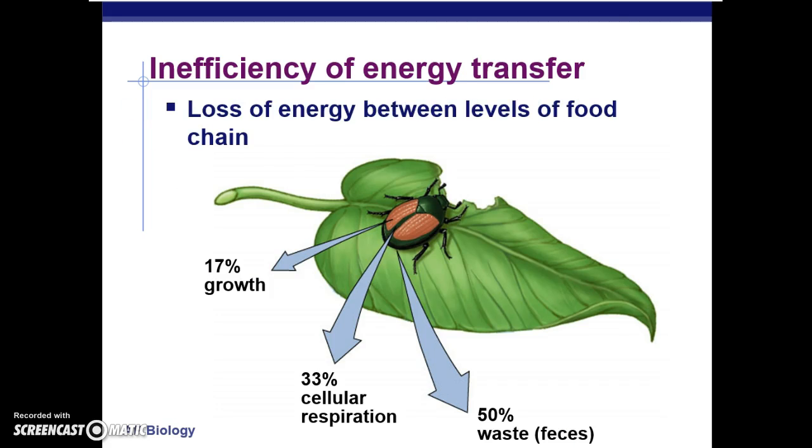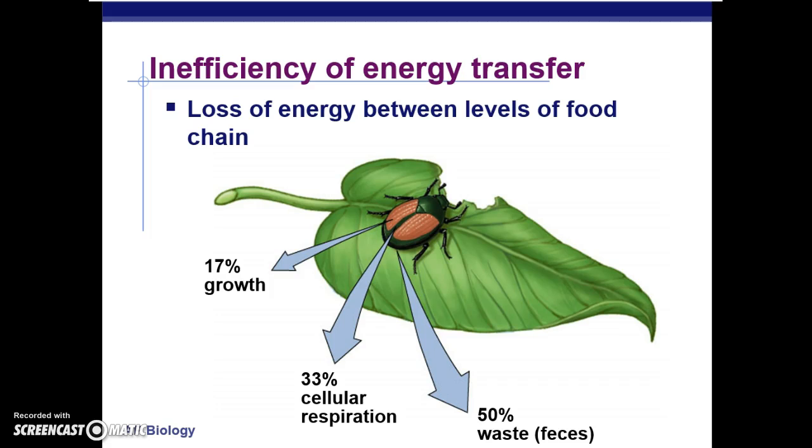Enough of that. So the inefficiency of energy transfer. Basically, what that is stating is that very little energy actually makes it from one level to the other. And so you've heard the statistics where we have between 5 to 10% of energy available from one trophic level to the next. So the question is, what happens to the other 90% of the energy?